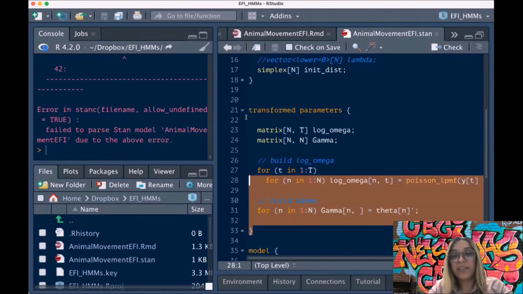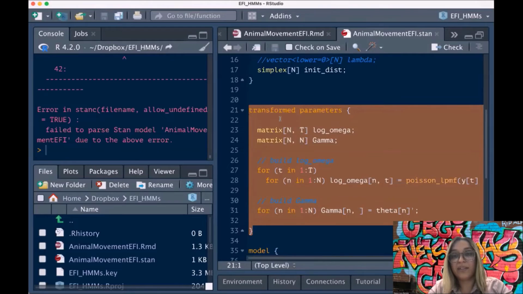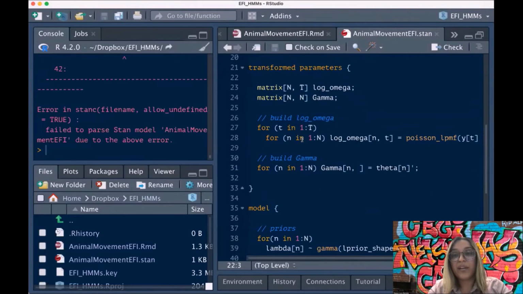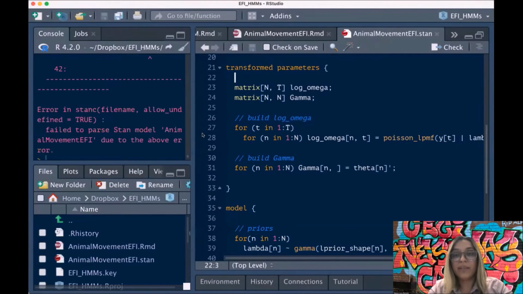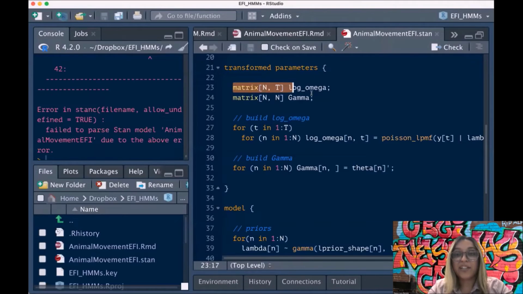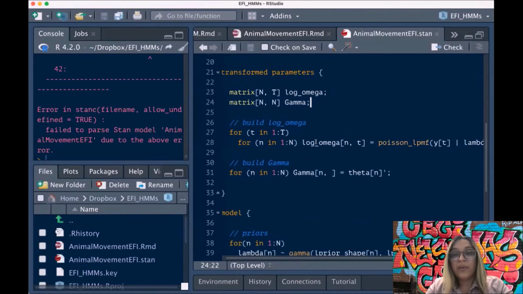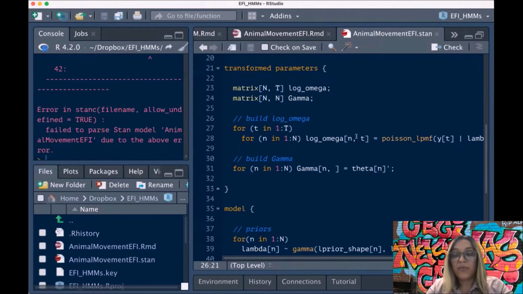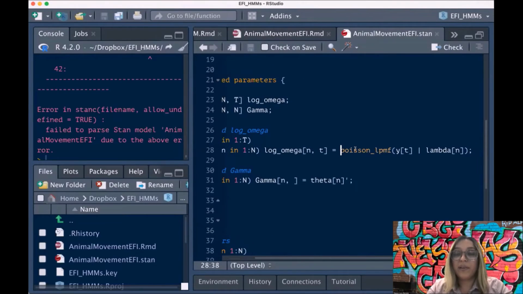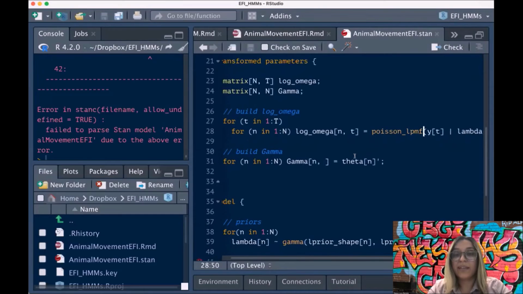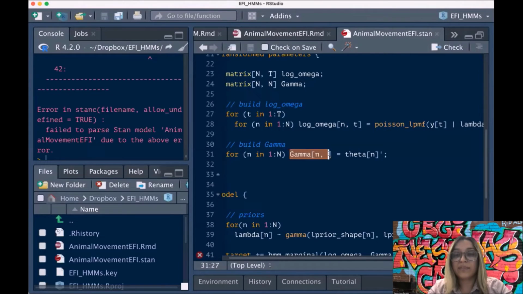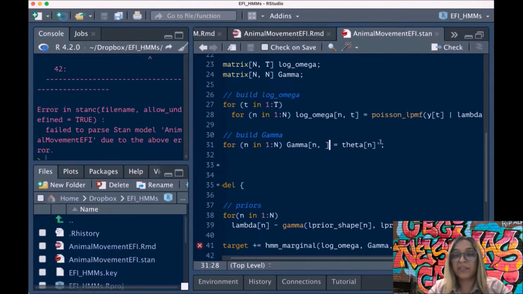Now, this is the key thing that's different in cmdstanr. So we have transformed parameters, which means that we need to actually construct certain matrices. log_omega refers to a matrix where we evaluate the observations under the different Poisson distributions. And Gamma is our transition probability matrix transformed, or transposed, sorry.